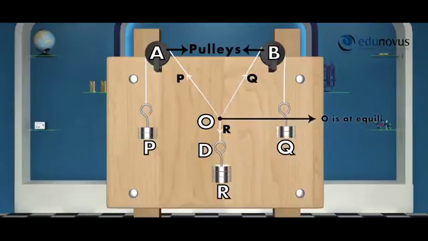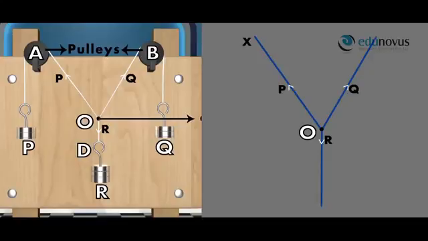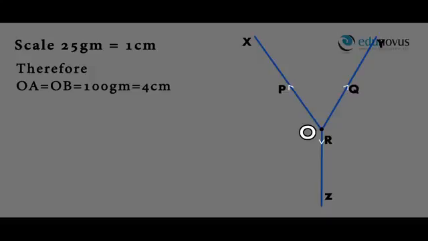Here, P, Q and R are 3 coplanar forces on X, Y and Z acting at point O. Let us consider a scale of 25 gram is equal to 1 centimeter. Therefore, OA is equal to OB is equal to 100 gram, which is 4 centimeters. OD is equal to 150 gram, which is 6 centimeters. Draw the arcs from point O on all 3 forces P, Q and R with its corresponding values. Mark them as A, B and D.